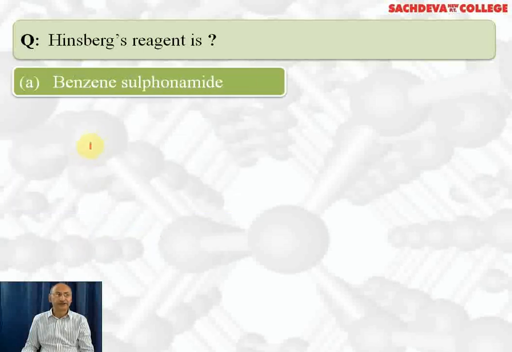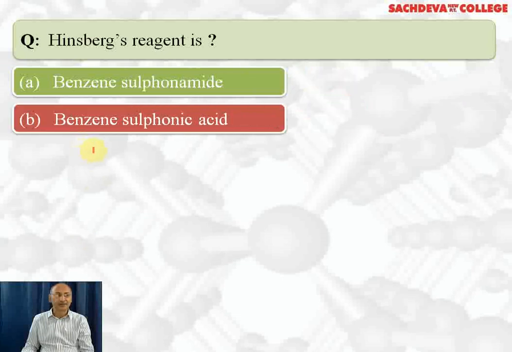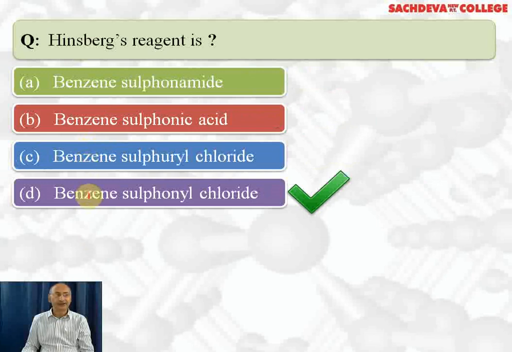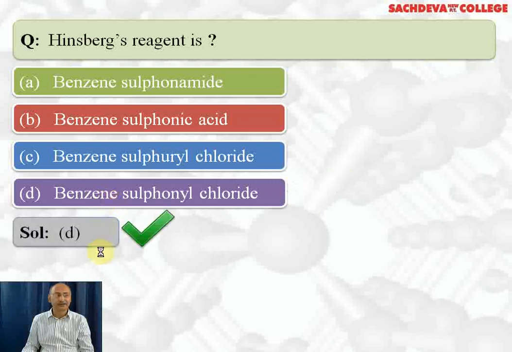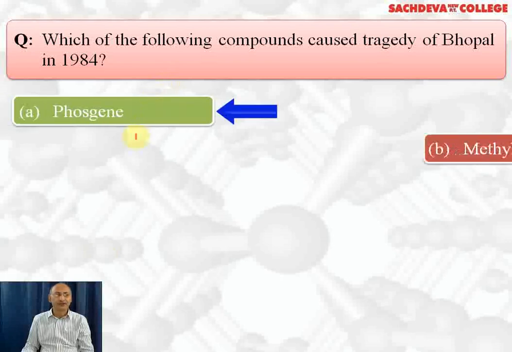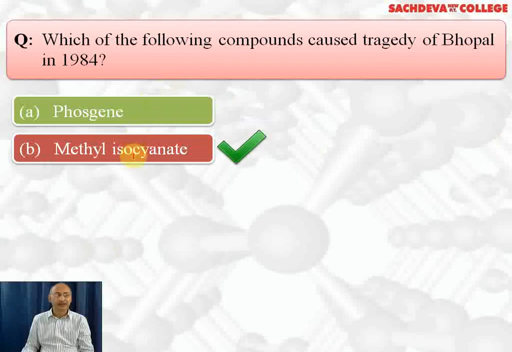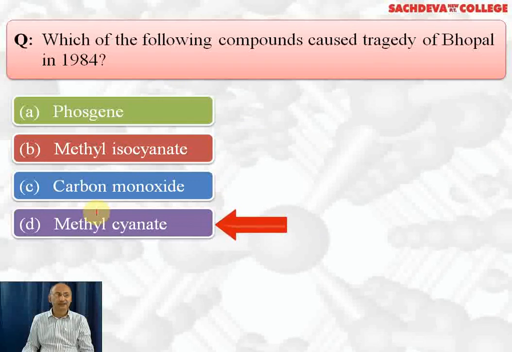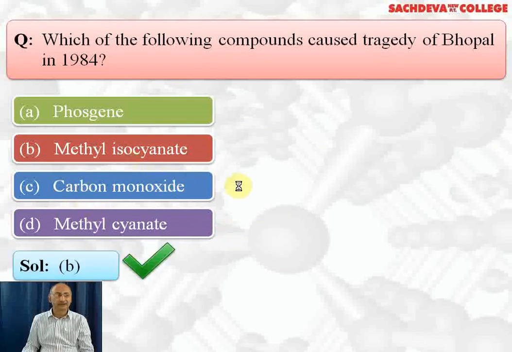Hinsberg reagent is: benzene sulfonamide, benzene sulfonic acid, benzene sulfuryl chloride, or benzene sulfonyl chloride. Correct answer is benzene sulfonyl chloride. It is C6H5SO2Cl. So D part is the correct answer. Which of the following compounds caused the tragedy of Bhopal in 1984? Phosgene? No. Methyl isocyanate is the correct answer. Carbon monoxide? No. Methyl cyanate? No. B part is the correct answer.